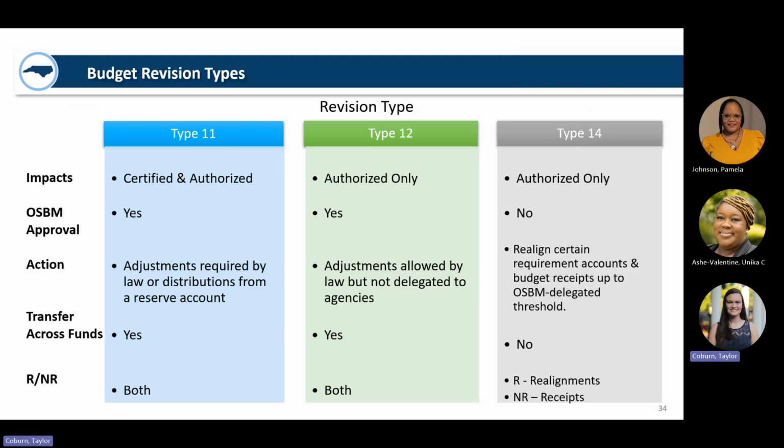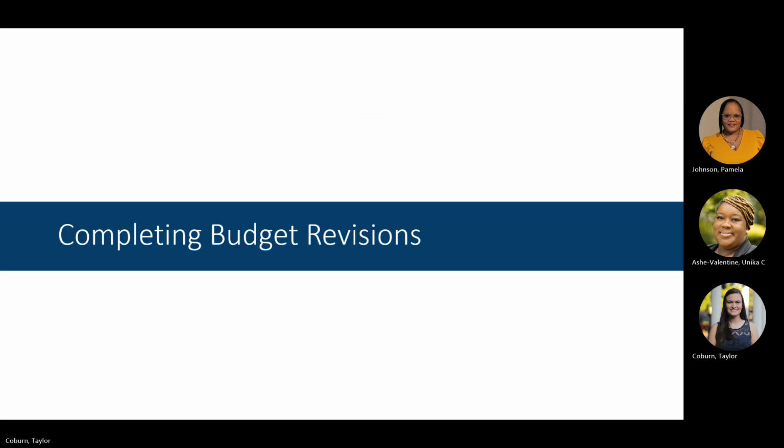This slide provides an overview of the 3 types of revisions, how they impact your budget report, whether or not OSBM approval is required, as well as a brief description on what types of actions are allowed on those budget revisions. Now I'll pass it on to Unica, who will go over completing budget revisions. Thank you, Taylor.